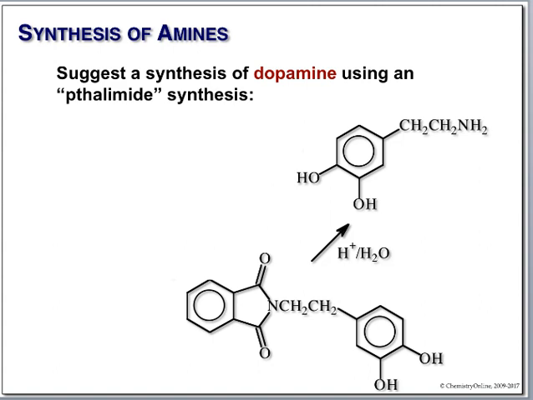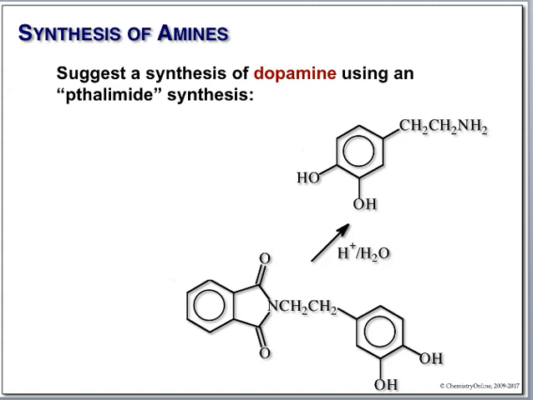Now, once again, simply give me the alkyl halide and the conditions you need to make this phthalimide from the alkyl halide. Remember, you want the phthalimide anion. You can get that from phthalimide itself with base. And you're going to react it with an alkyl halide.